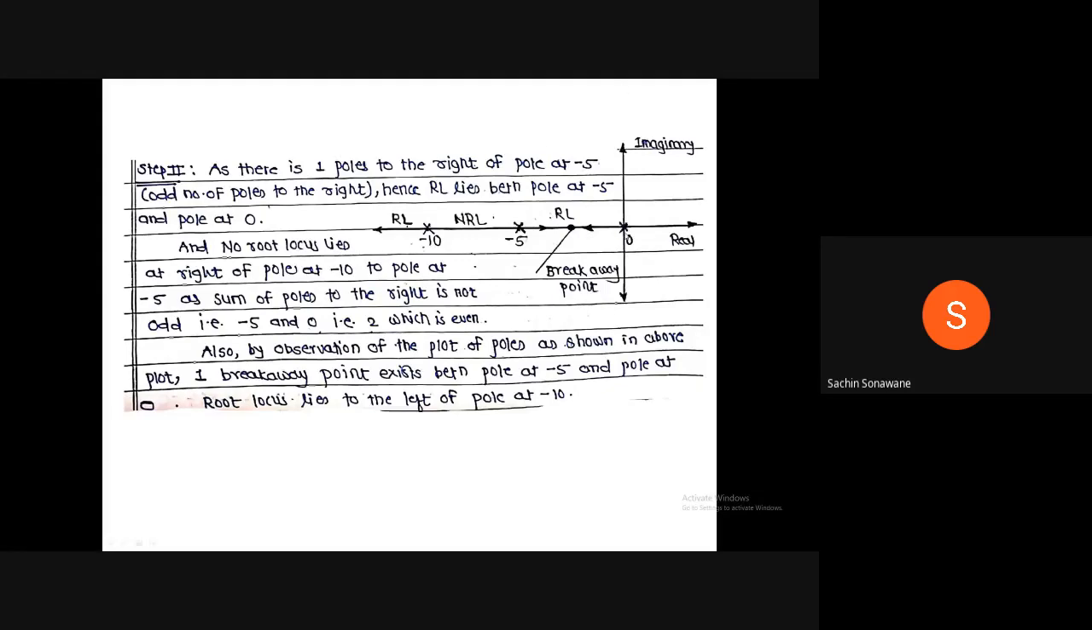Now go to 0. Towards the right side of 0, the number of poles and zeros is 0. Therefore no root locus region exists to the right of 0. Now go to minus 5. Towards the right side of minus 5, the number of poles and zeros is 1. Therefore between minus 5 and 0, the root locus region exists. Go to minus 10. Towards the right side of minus 10, the number of poles and zeros is 2, which is an even number. Therefore between minus 10 and minus 5, no root locus region. And towards the left side of minus 10 up to minus infinity, the root locus region exists. Therefore this is the location of root locus region and no root locus region. Step 2.